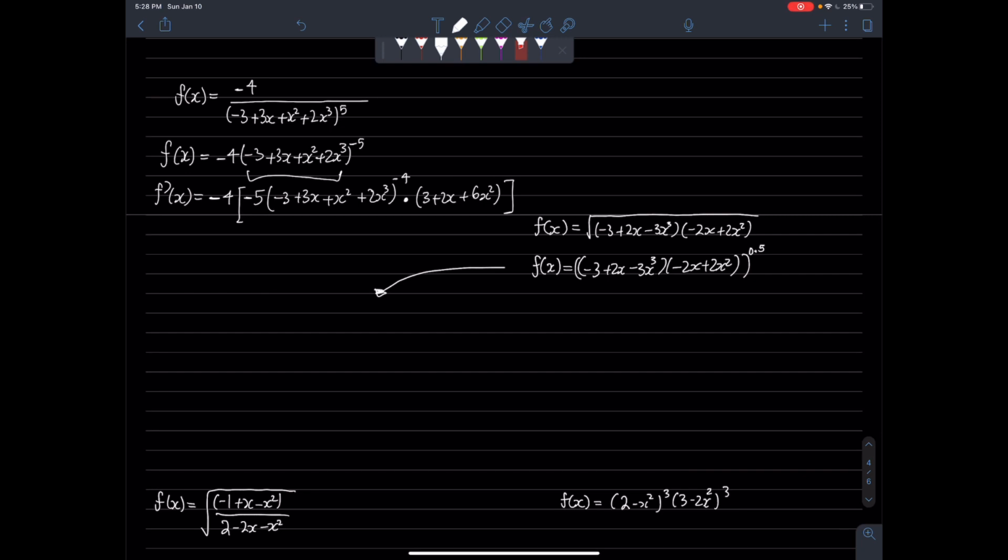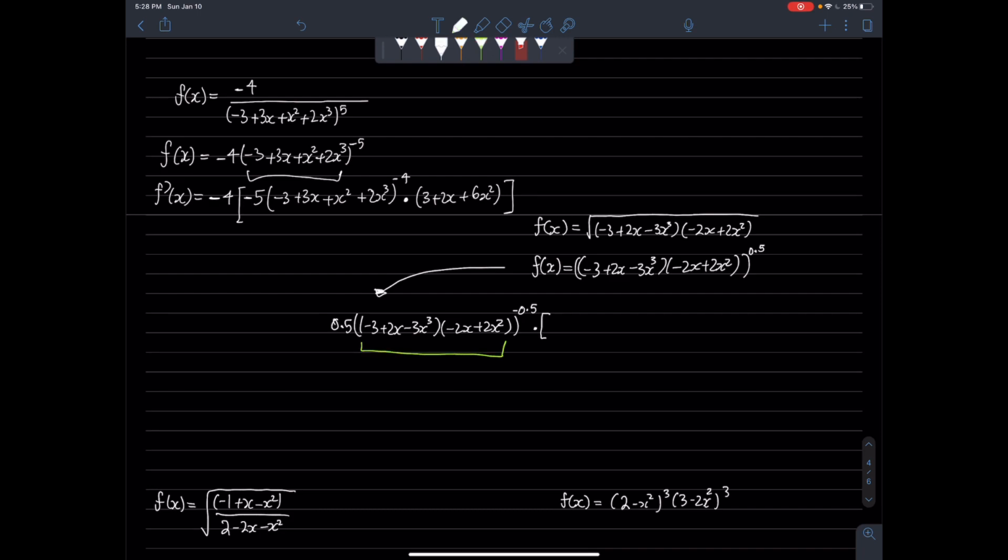Okay, so we've got to take the derivative of the outside first, 0.5. Now we've got to copy the inside. Negative 3 plus 2x minus 3x cubed, negative 2x plus 2x squared, to the negative 0.5. Now the derivative of the inside, which is just going to be these terms.